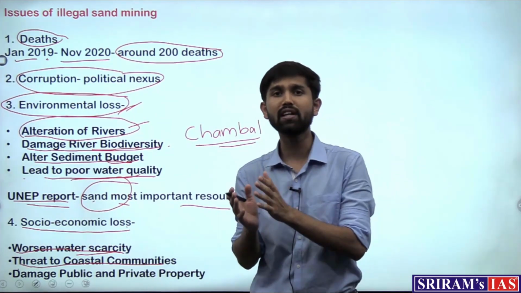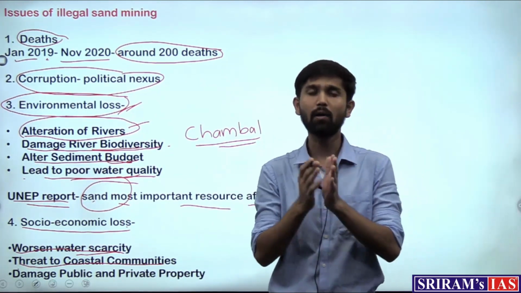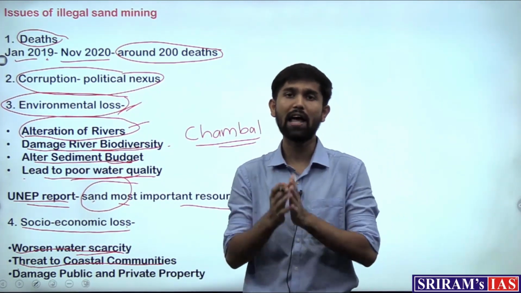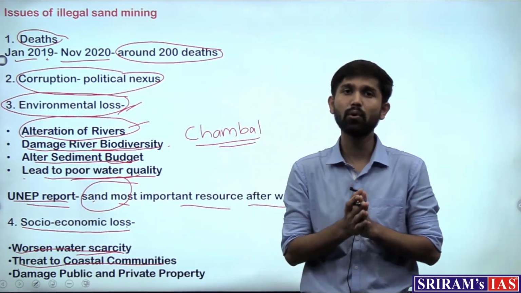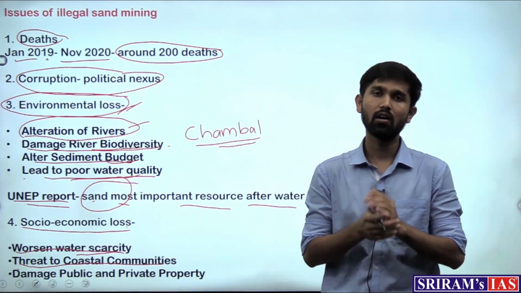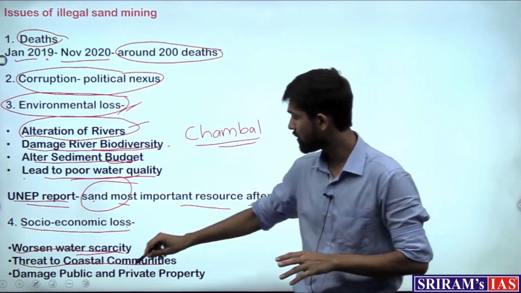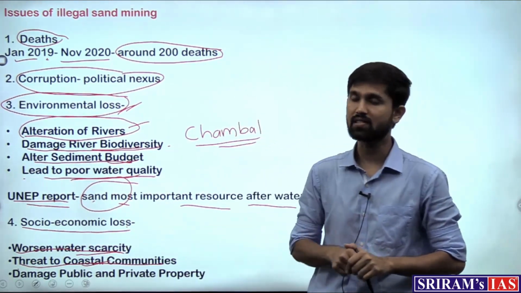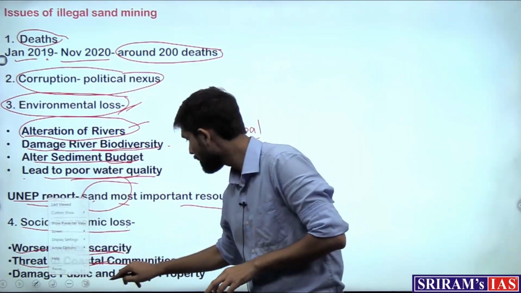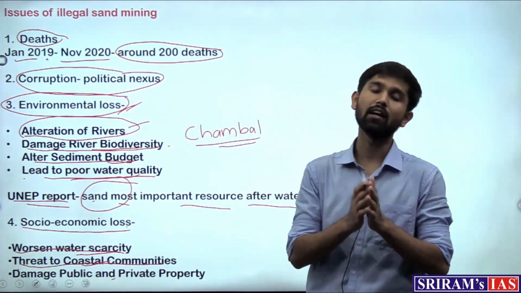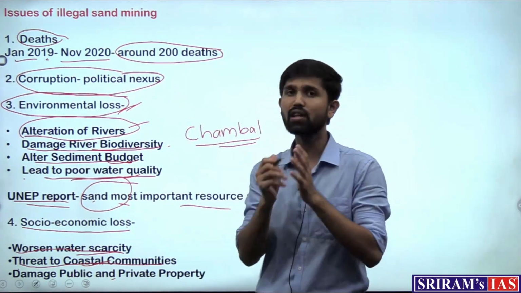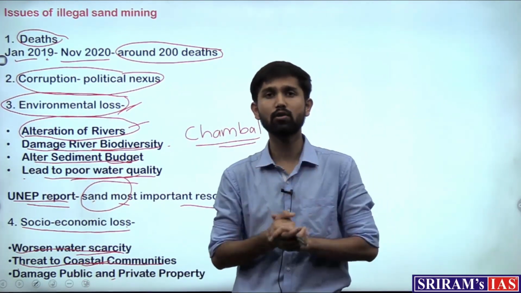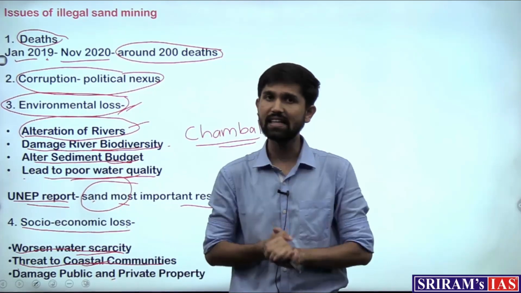And second, it poses a threat to the coastal communities. The communities living beside these rivers and on their banks face much difficulty because of the sand going down. Sea level rise is seen, which is a big threat to the coastal communities. And it also damages public and private property via the issue of illegal sand mining. So these are the major issues which we see with respect to illegal sand mining.